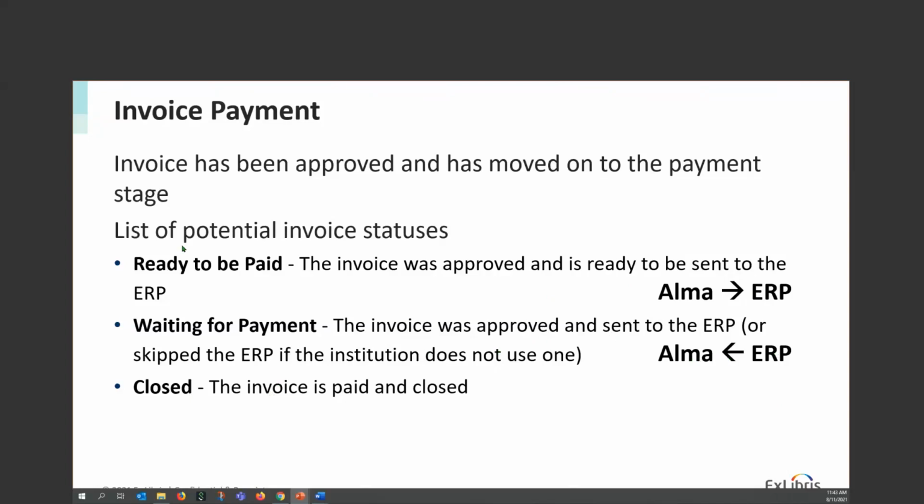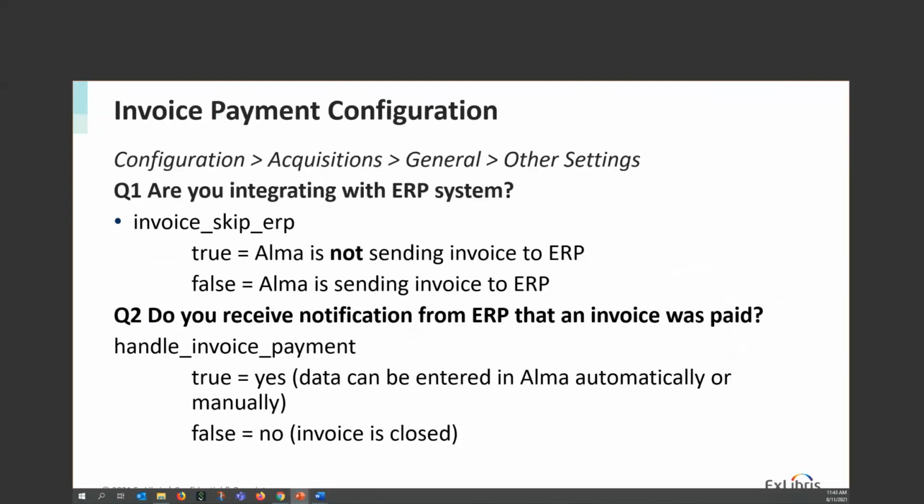So some invoices might go straight to closed, especially if you did prepaid. You might have an integration with your business office, but you only send it, you don't get anything back, so you can skip this step. Or you don't send things out, but you do get the notification back about the voucher number. They could be sitting and waiting for payment, and you enter that voucher in. You have some different options in how your workflow goes.